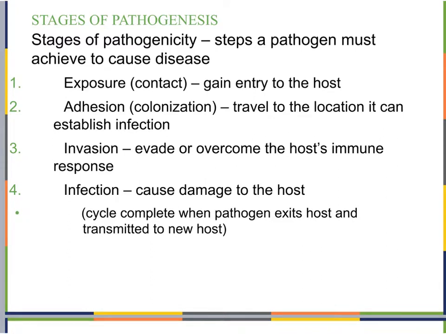So now let's talk about the stages of pathogenicity. When we're talking about something being pathogenic, we have stages, just like we've broken other things down into stages. These are the steps that a pathogen must achieve to cause disease, so to get us to that disease point. The first one, and we're going to talk about these in more detail, is exposure.